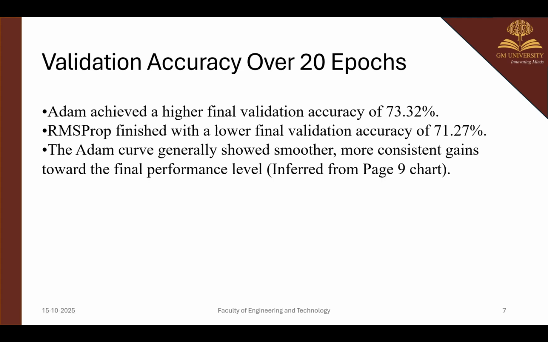Validation accuracy over 20 epochs. We have used 20 epochs, where it is going to execute 20 times. Adam achieved a higher final validation accuracy of 73.3%. I will show this in my coding part. RMSprop finished with a lower final validation accuracy, that is 71.27%. The Adam curve generally showed smoother, consistent gains towards the final performance level.